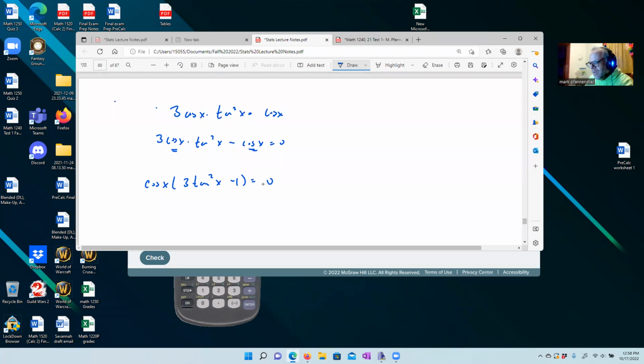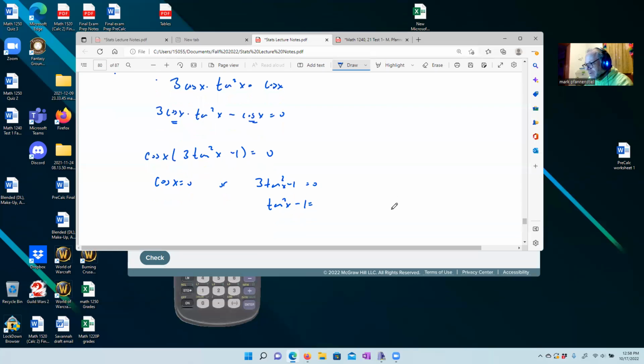At this point, we're going to say either cosine x equals 0 or 3 tan squared x minus 1 equals 0. So let's work on this part. That's going to be tan squared x equals 1/3, rather, so divided by 3. Tangent of x equals plus or minus root 1/3. It's the same as root 3 over 3.